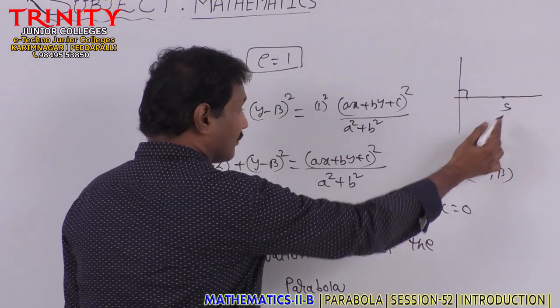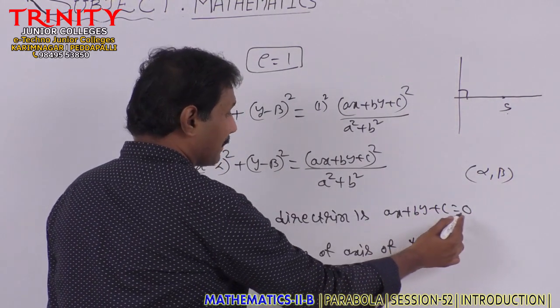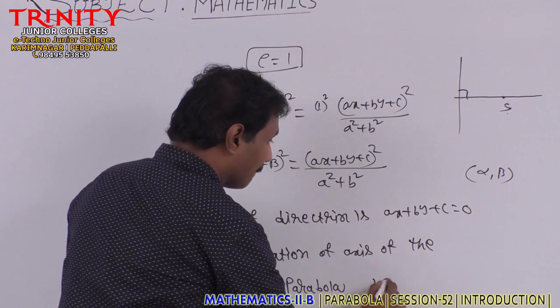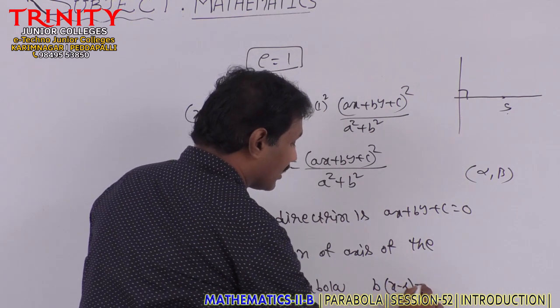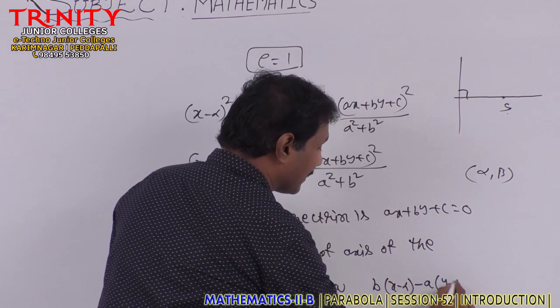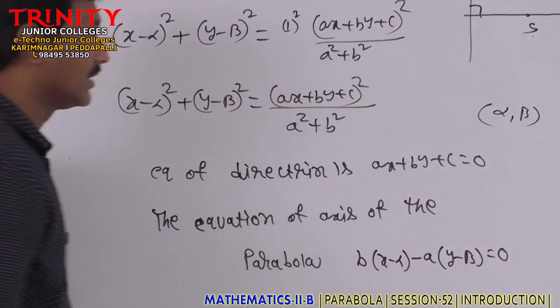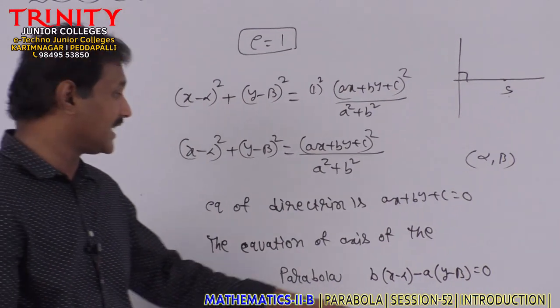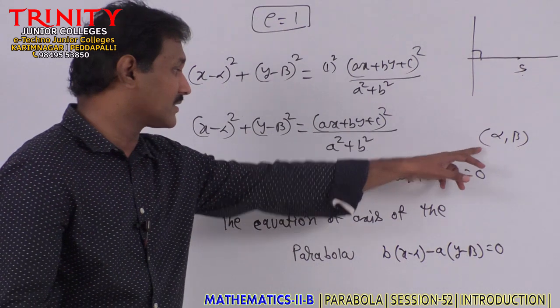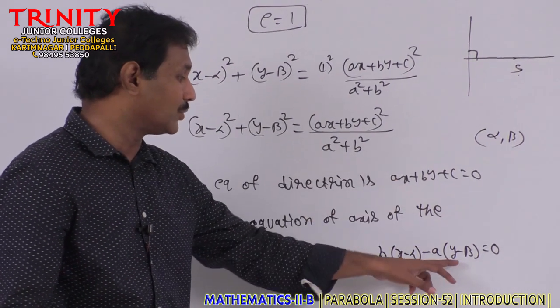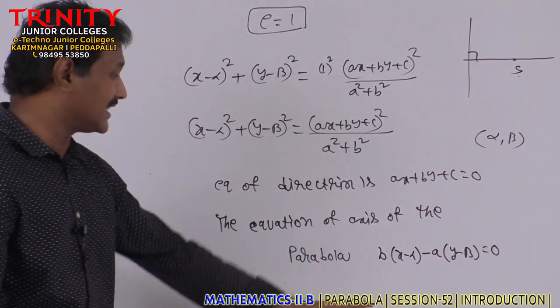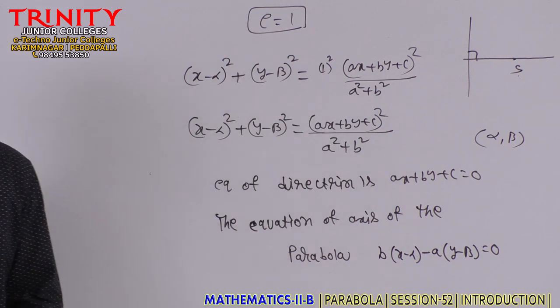The line passing through the focus and perpendicular to ax + by + c = 0 is of the form b(x - alpha) - a(y - beta) = 0. This is the equation of the axis of the parabola.